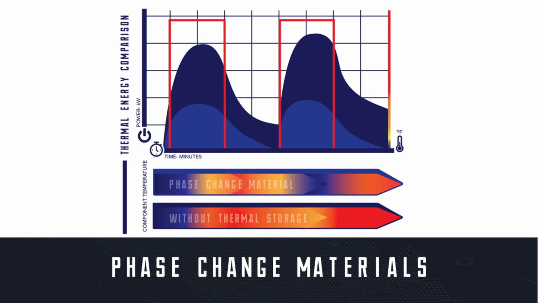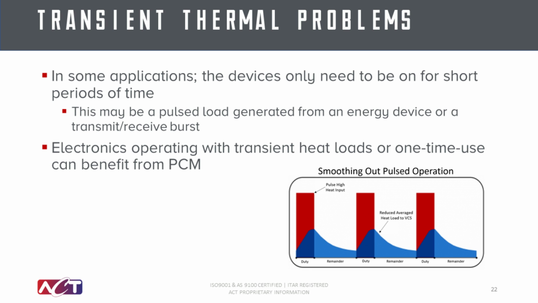Now on to the last section of our presentation. Here we're going to talk about the final passive technology that we feel is important in the design of these systems, and that is phase change materials. But first, let's introduce the problem that we think phase change materials solve.